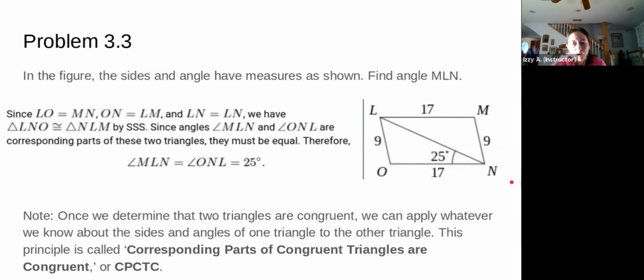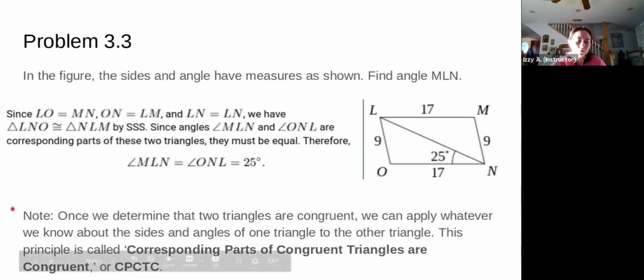So we got two sides down, and then if we look at LN, LN is going to be congruent to itself because LN is equal to LN. So then we can use the SSS congruence theorem to prove that these two triangles are congruent to each other, which means that the angles are also congruent to each other. Therefore, we can see that angle LNO is 25 degrees, meaning that angle MLN is going to be 25 degrees.